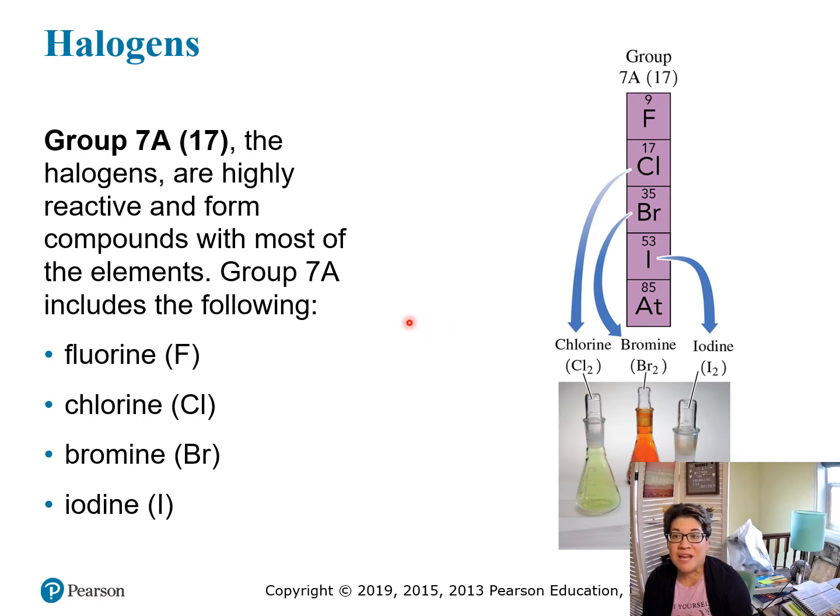Finally, group 7A or 17 is known as the halogens. These are also very reactive. These are nonmetals, and they're the most reactive nonmetals. Fluorine is actually the very most reactive nonmetal, and then it goes down from there. And astatine isn't always considered in that list.